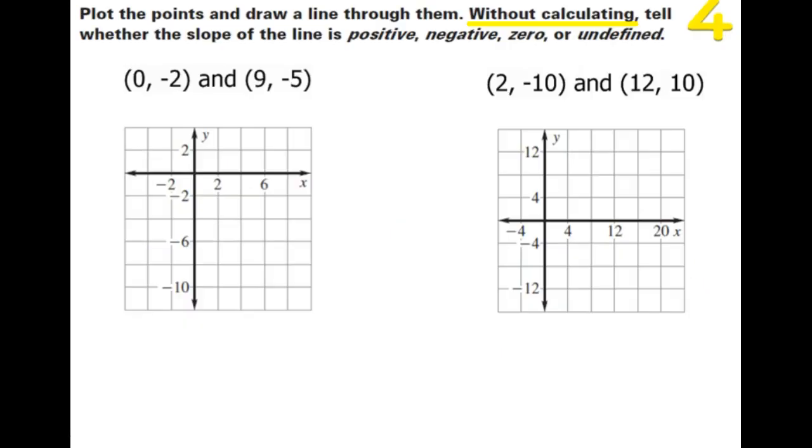Alright, let's keep going. Next, it says, plot the points and draw a line through them. Without calculating, tell whether the slope is positive, negative, 0, or undefined. So remember, we plot our points x and then y. So first, x is 0, y is negative 2, right there. And then x is 9, these go by 2s, 2, 4, 6, 8, 10. X is 9, so right here on the edge. And y is negative 5, negative 2, negative 4, negative 5 would be right in the middle there. And draw your line through them.